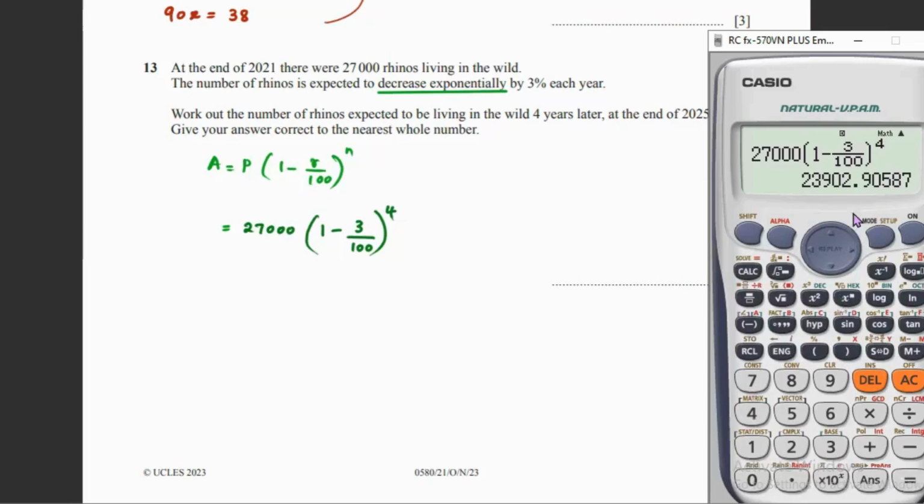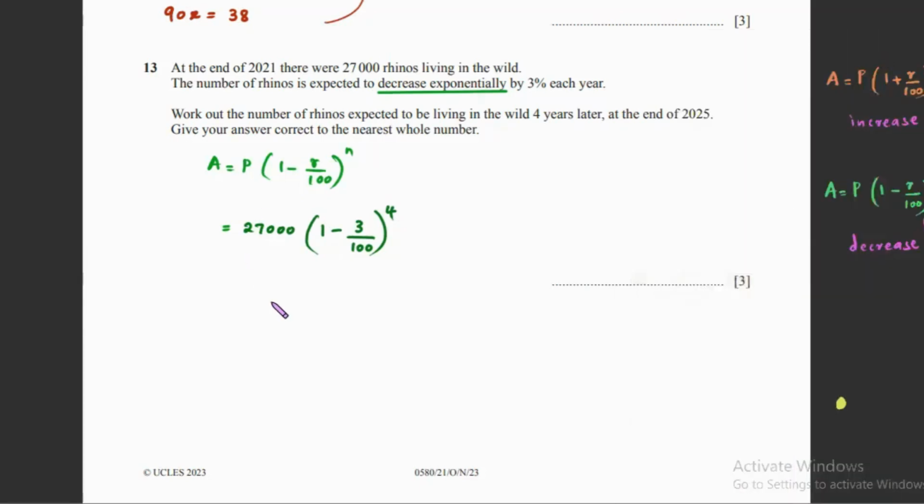So when I do this, I get 23,902.90587, which means my answer correct to the nearest whole number is 23,903. So my answer is 23,903 rhinos.